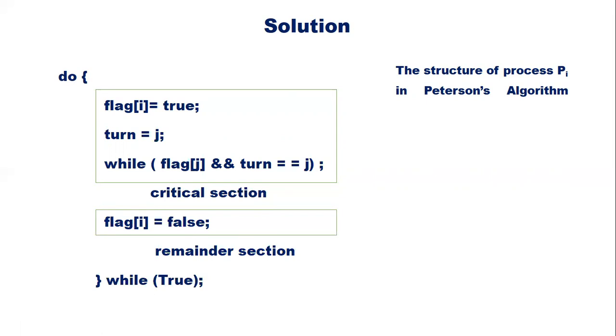When a process wants to enter its critical section, it sets its flag to true, indicating that it is ready to enter the critical section. Then it sets the value of the variable turn to the other process number. That means, since we are discussing the structure of Pi, turn is set to j.